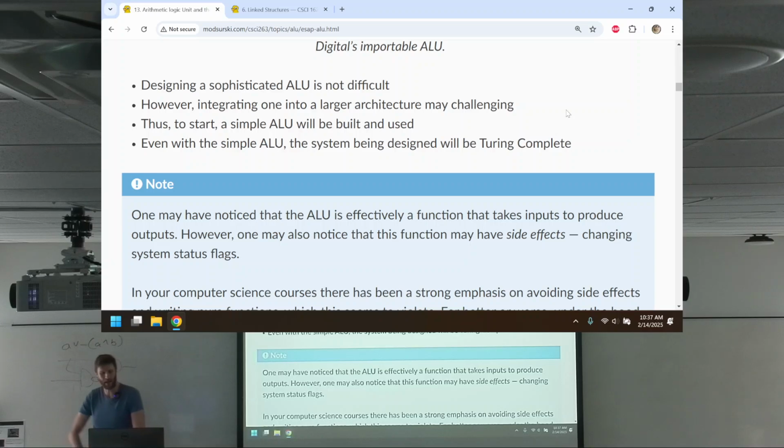All right. Designing a sophisticated ALU is not difficult. It's basically just a series of the operations and then a multiplexer, right? That's it.